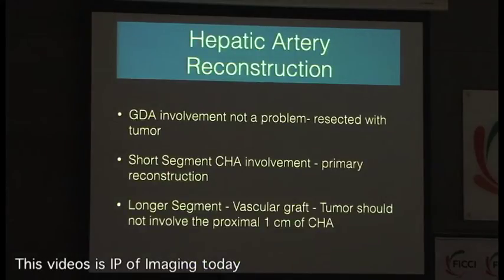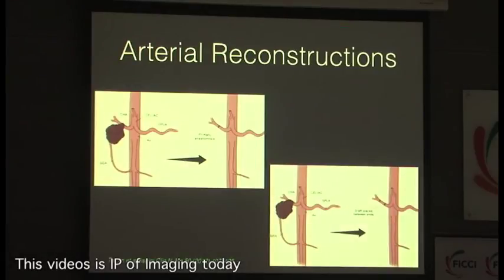So the next thing that we do, we've done the venous reconstructions. Now we go to hepatic artery reconstructions. So GD involvement is not a problem. Why? GD is going to come off with the tumor. Short segment CHA involvement, you do a primary reconstruction. And a longer segment CHA, you put a vascular graft. Okay. So short segment, primary anastomosis. Longer, you put a graft.